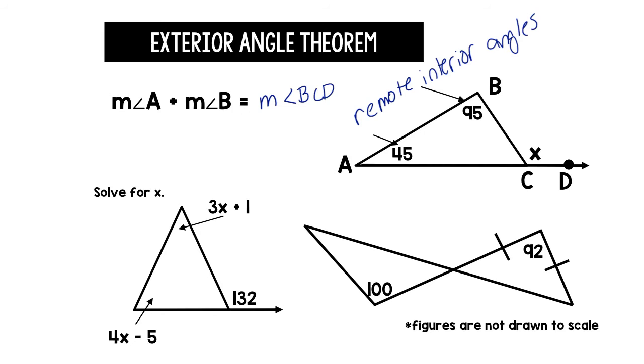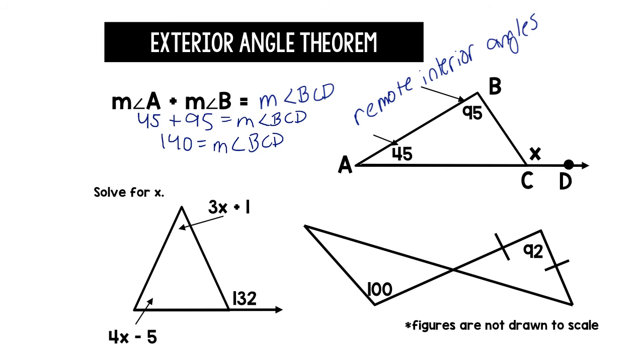Okay? We kind of proved it up above, or we kind of saw how it worked. But we know that 45 plus 95 is going to be the measure of angle BCD. That is 140. We could do it in 2 steps. Let's just show how this is possible.